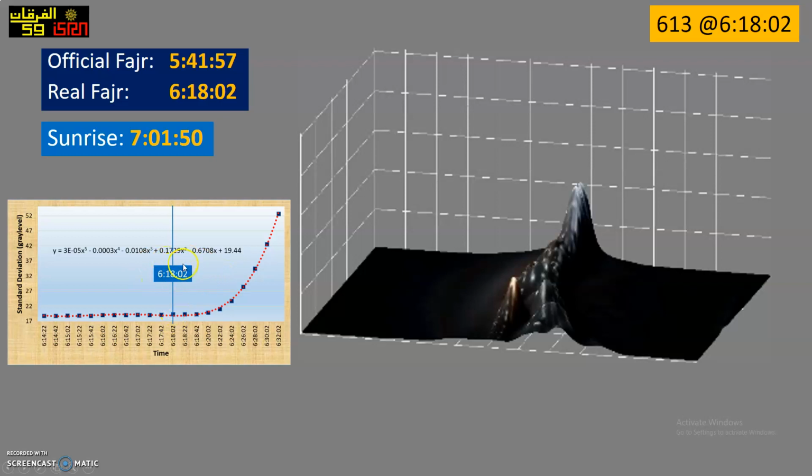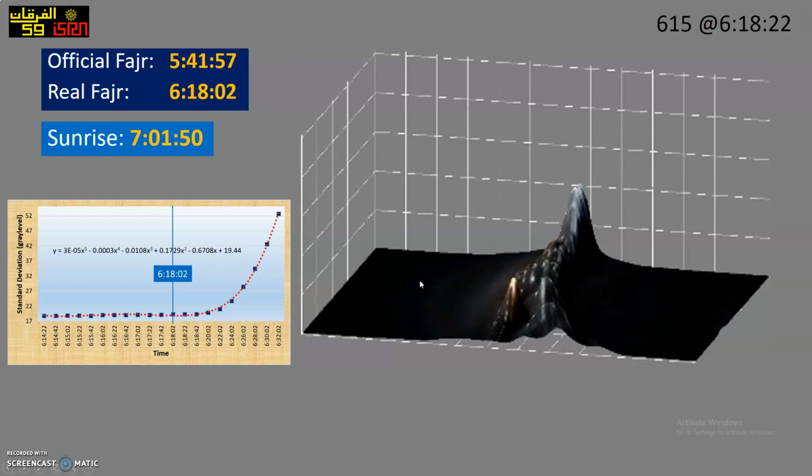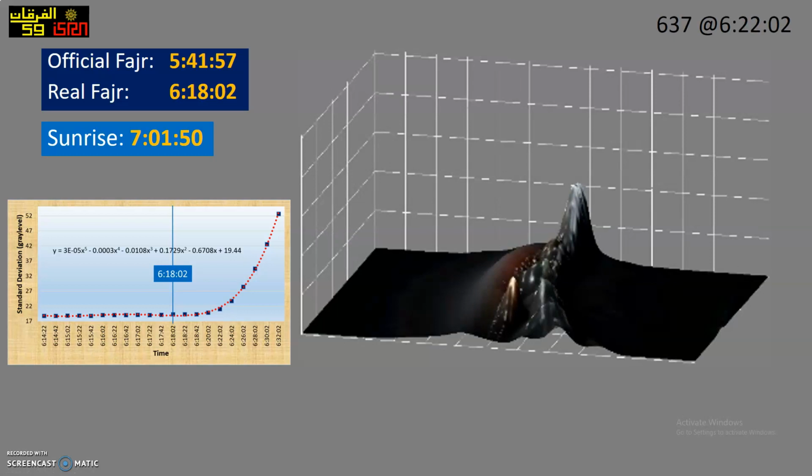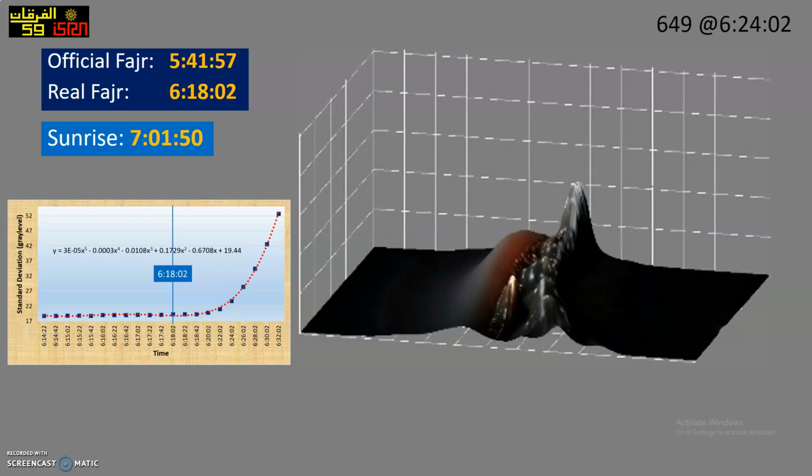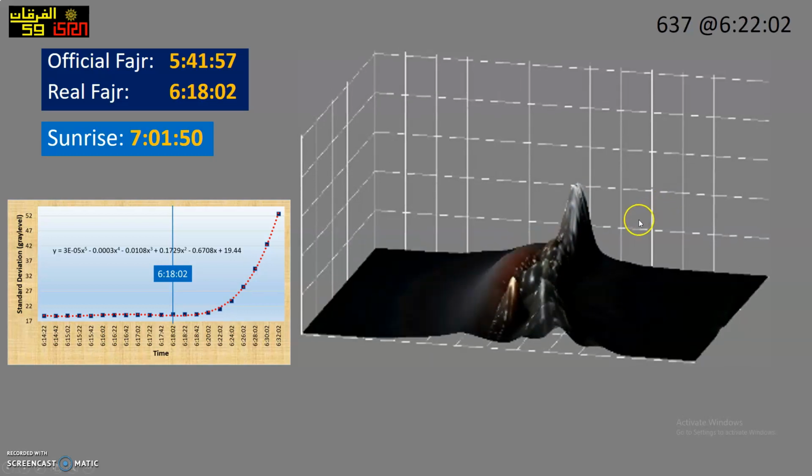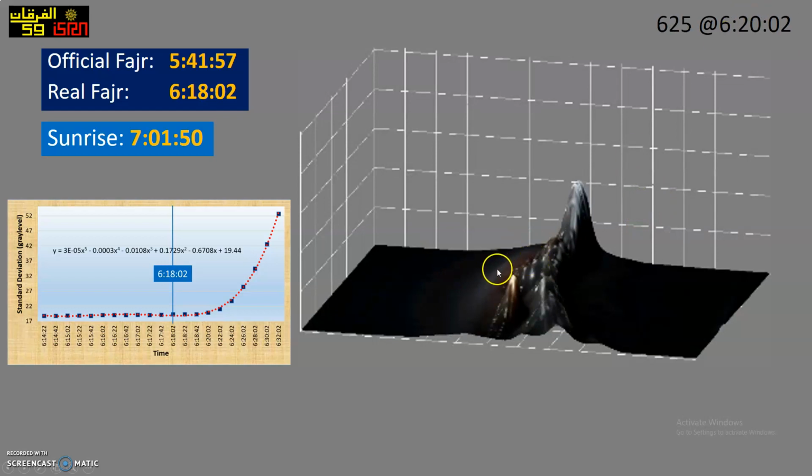However, naked eyes might not be able to perceive its presence in the 3D surface model. Naked eyes are only able to perceive its presence some 2 minutes later after the real fajr, on image 625 taken at 6 hours, 20 minutes, and 2 seconds. It then goes exponentially more apparent in the following 3D surface models.